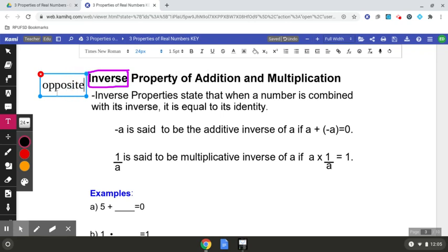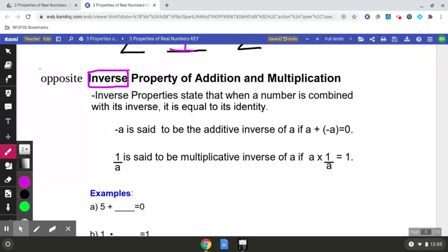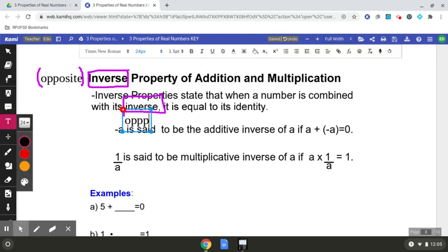Okay, they kind of mean the same thing, in my opinion. Well, they do mean the same thing. So the inverse property of addition and multiplication states that when a number is combined with its inverse or opposite, here's that other word, opposite, right? So when it's combined with its opposite, it is equal to its identity.